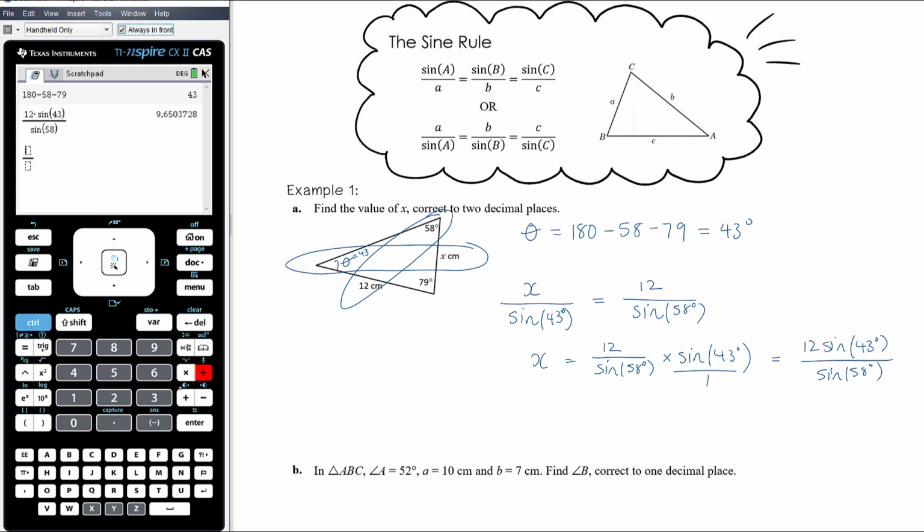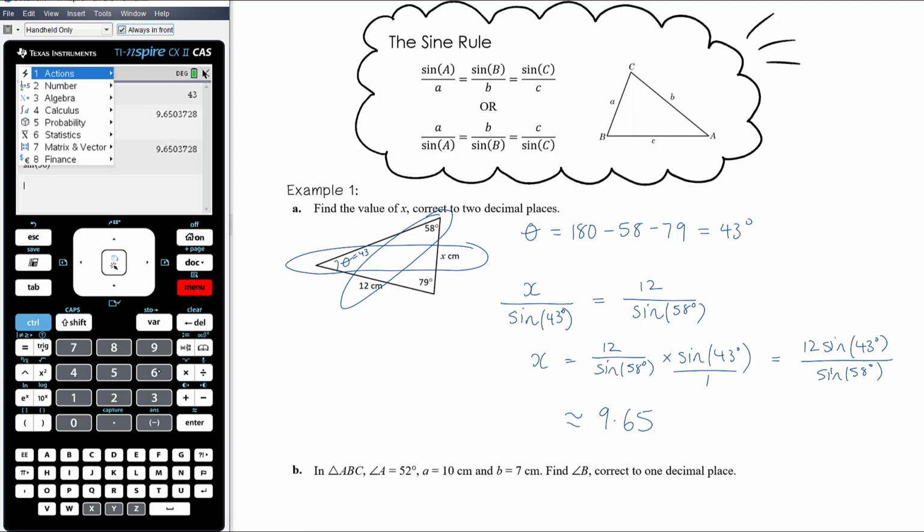Again, you wouldn't need to write that as the one fraction if you don't want. You can leave it as 12 over sine of 58 and then outside of the fraction do multiplied by sine of 43. It's the same thing. Okay. But again, I want to be clear about the fact that if you have to use your CAS after you've done some simplifying, why not just solve it at the beginning?